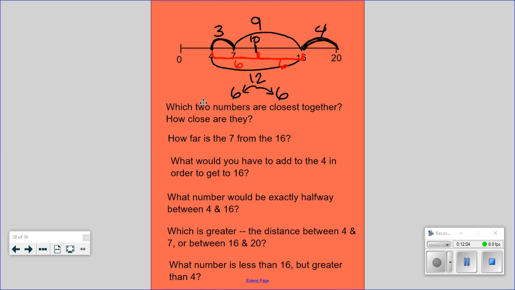Brayden, what you got? 5, 6, 7, 8, 9, 10, 11, 12, 13, 14. Any of those numbers that Brayden just rattled off would be less than 16 and greater than 4. Miranda, you got a question?